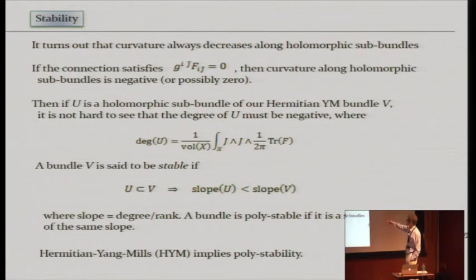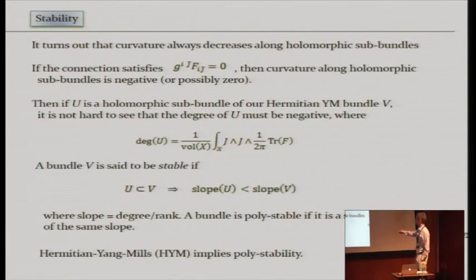So over here we have a topological quantity, and we've very briefly argued that if U is a subbundle of V, and V satisfies the Hermitian-Yang-Mills equations, then the degree of U must be negative, or possibly 0. This motivates the following definition. A holomorphic bundle V is said to be stable if for any holomorphic subbundle U of V, the slope of U is smaller than the slope of V. And the slope of U is essentially the degree. It's really the degree over the rank.